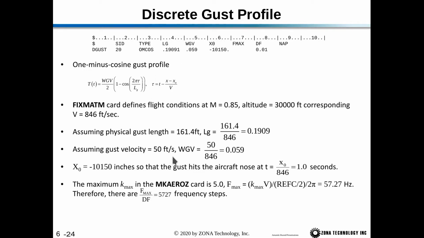Now, if we want a gust velocity of 50 feet per second, then WGV is 50 divided by 846, which is 0.059. X naught is minus 10,150 inches, so that the gust hits the aircraft nose at a time of X naught over 846, which is 1 second. And the maximum Kmax in the MK-AERO Z card is 5. So Fmax is equal to Kmax times V over ref C over 2 divided by 2 pi, which is 57.27 hertz. Therefore, there are Fmax over dF, or 5,727 frequency steps, because Fmax is blank here.